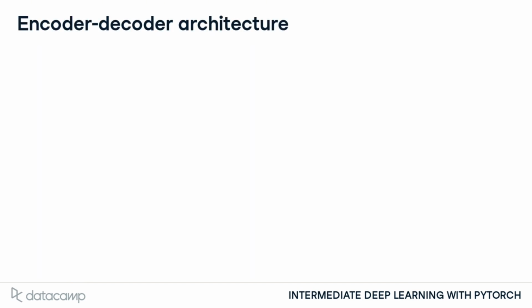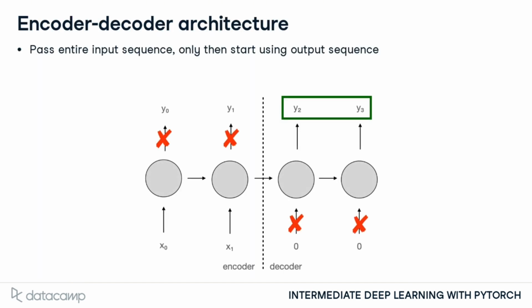Finally, in an encoder-decoder architecture, we pass the input sequences and only then start the output sequence. This is different from the sequence-to-sequence in which outputs are generated while the inputs are still being received. A canonical use case is machine translation. One cannot translate word by word. Rather, the entire input must be processed before output generation can start.